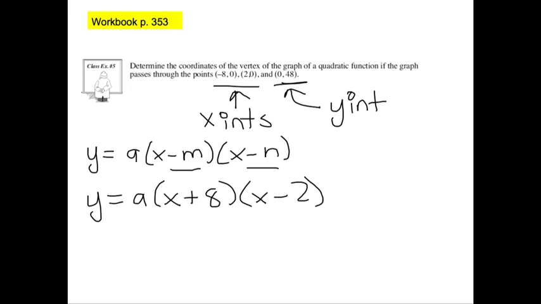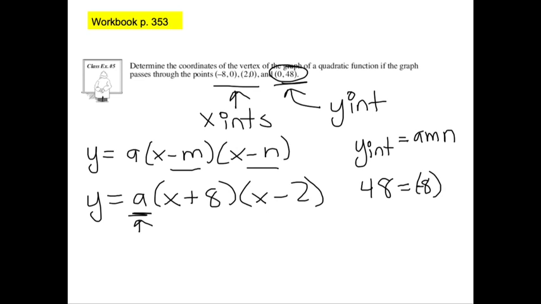Problem though, we've got too many variables. It's cool to have x and y, but we need to figure out that a. However, that's where the y-intercept is going to come into play, because we can use that to solve for what we need. The formula for the y-intercept is equal to a times m times n. The y-intercept right now is going to be 48. m is negative 8, and n is 2. And of course we've got a, and that's what we're going to be solving for.